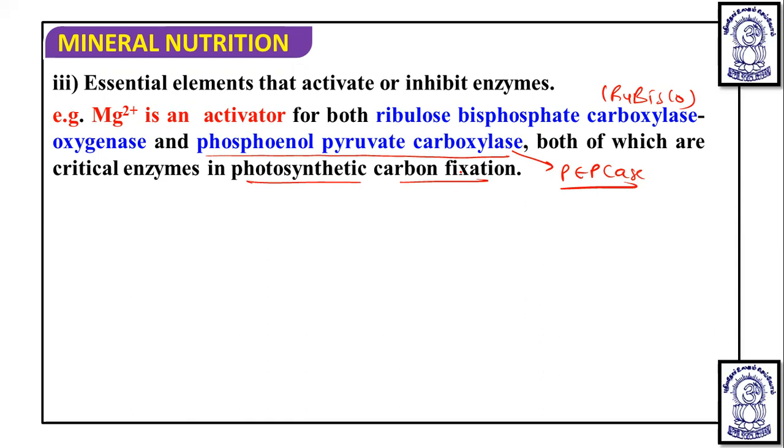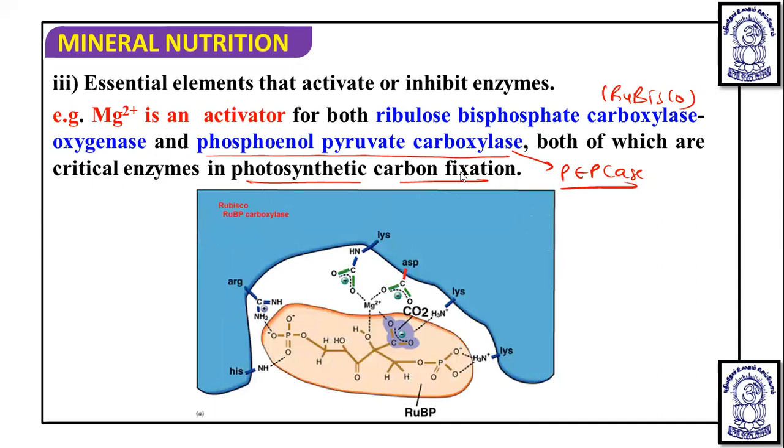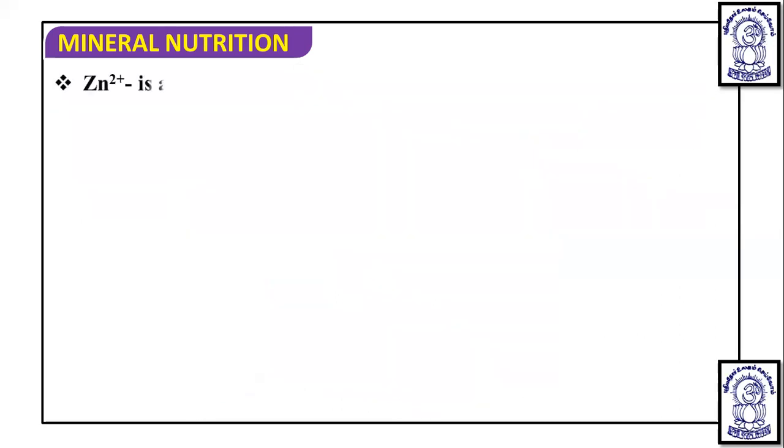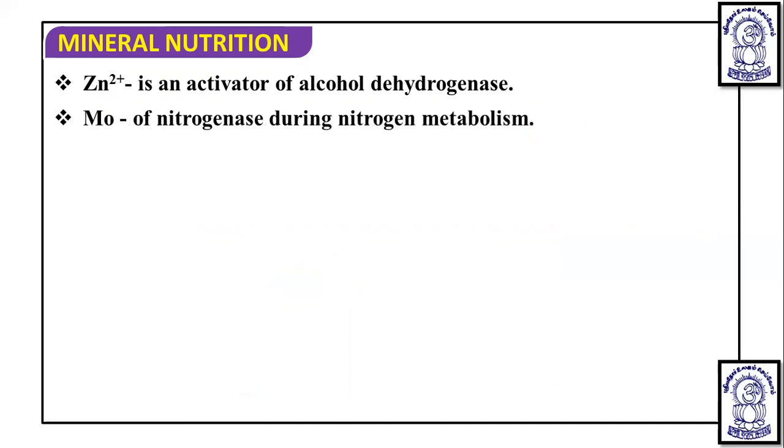So they are involved in particular important photosynthetic functions. Apart from this, you will see this is the RuBP carboxylase, that is rubisco, and this is the RuBP substrate binding to the enzyme, and for this, magnesium is required. Now, zinc is also found. Zinc acts as an activator of the alcohol dehydrogenase enzyme, which we will study in the respiration chapter during alcoholic fermentation. Molybdenum is also found. Molybdenum is a component of nitrogenase during nitrogen metabolism. So this is one category. And this is zinc deficiency.